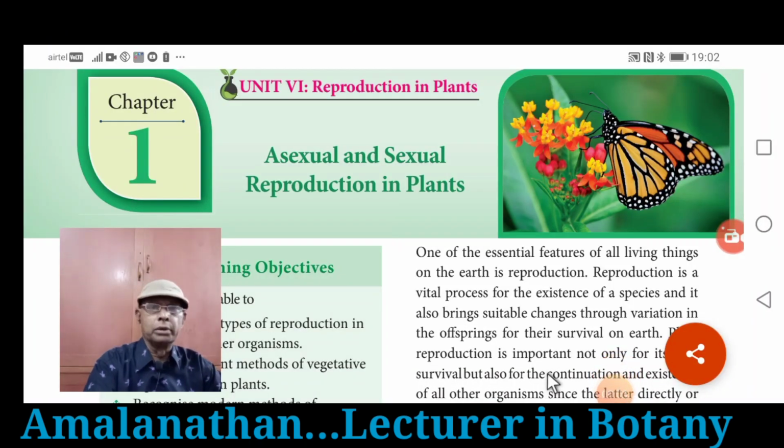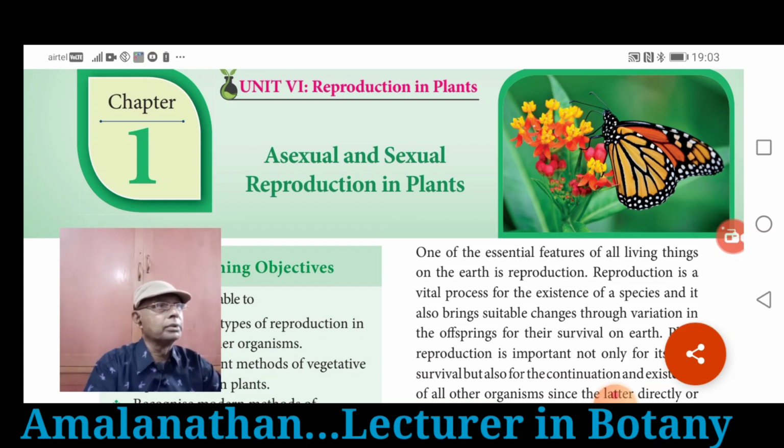My dear students, today we are going to see about asexual and sexual reproduction in plants. That is chapter 1. Reproduction is a vital process for all the species, and for the existence of the species it is a very important process. It is a method of producing new individuals from the parent organism.